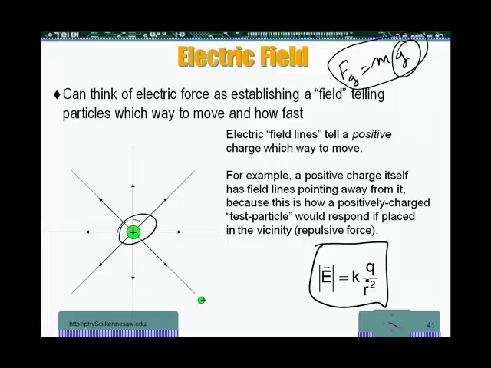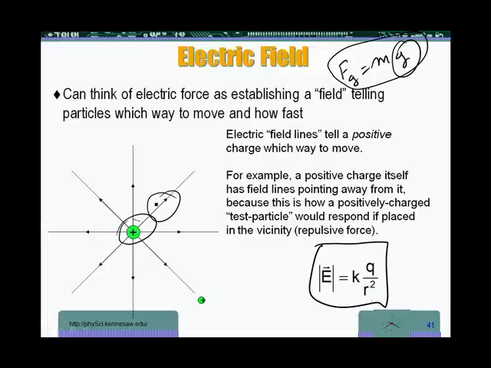Now, what about the direction? For the direction, a positive charge is going to result in an electrical field pointing away from it. A negative charge is going to result in an electrical field pointed towards it. And we'll deal with that later on.